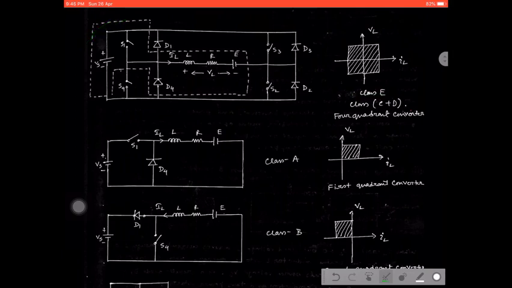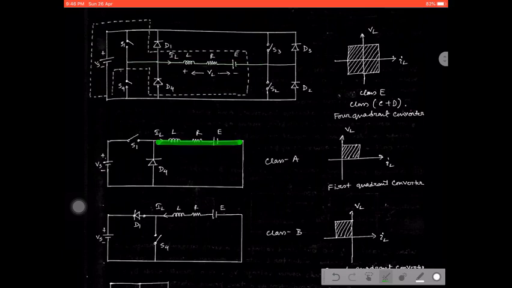Okay, now see, we have taken a particular section which is mentioned by this dotted line. Just cut out this line or the circuit from here, which will give you this circuit, the Class A chopper. See, VS is connected directly to switch S1, right? Then S1 is connected to the load RLE.